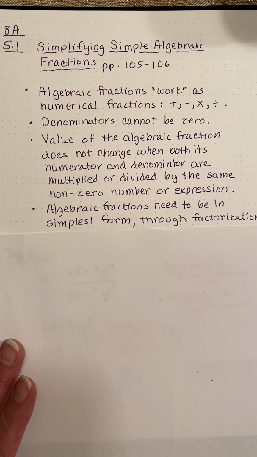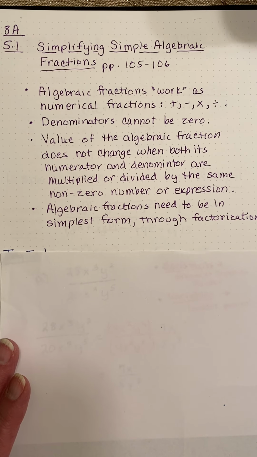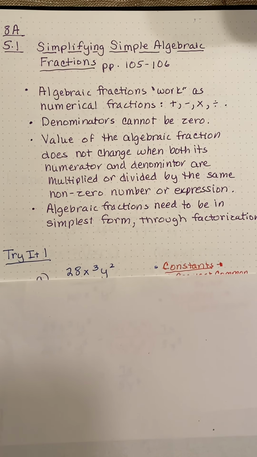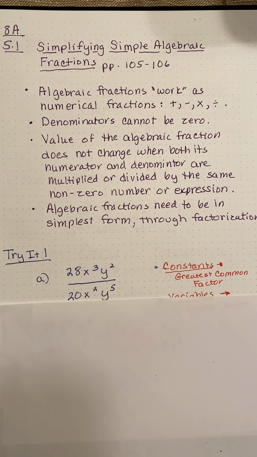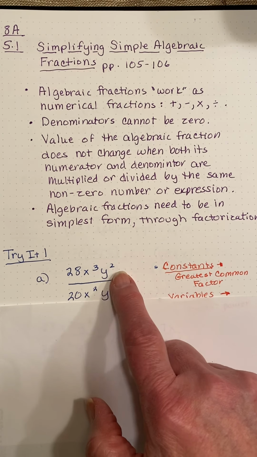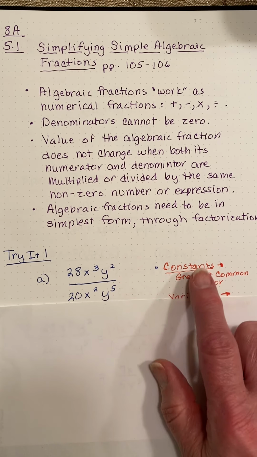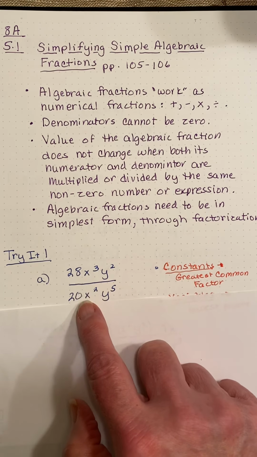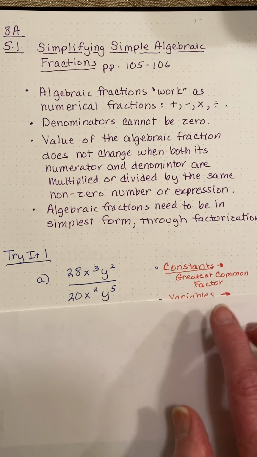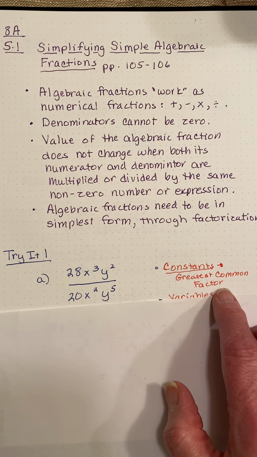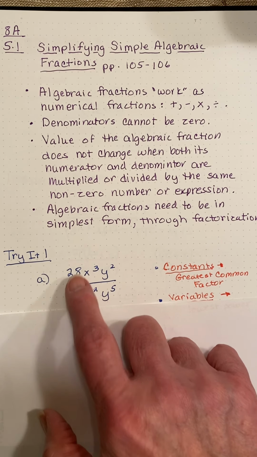Finally, algebraic fractions need to be in simplest form through factorization. So knowing all of that, we're going to proceed now to try it. Number 1 at the top of page 106. So the problem is 28x to the third y to the second over 20x to the second y to the fifth. Our constants, 28 and 20, need to be reduced. So you decide what the greatest common factor is of the constants. In this case, it would be 4.